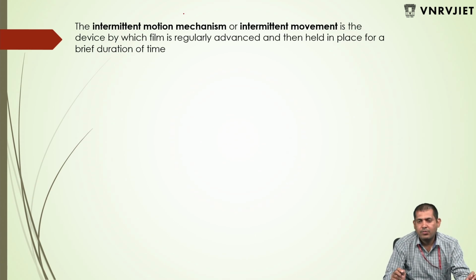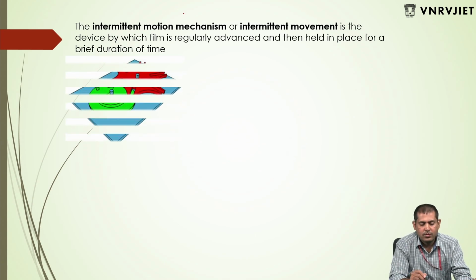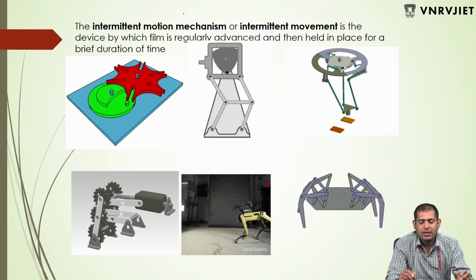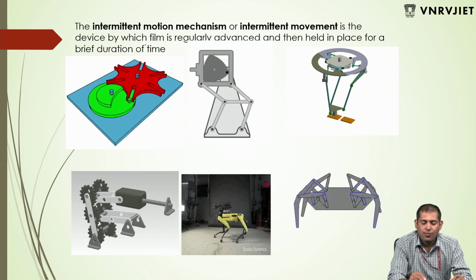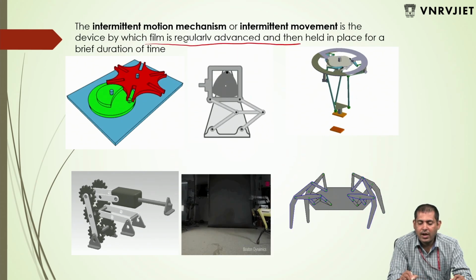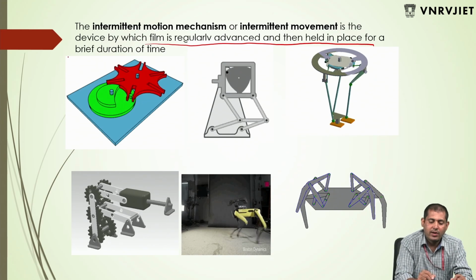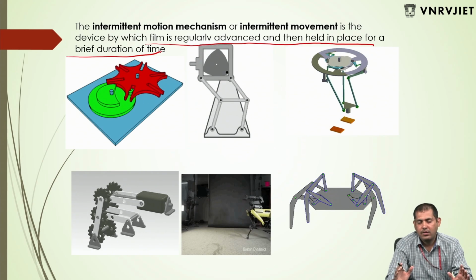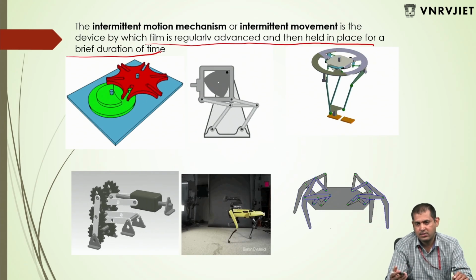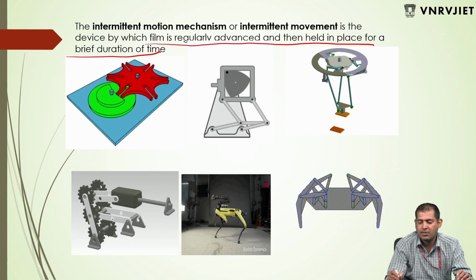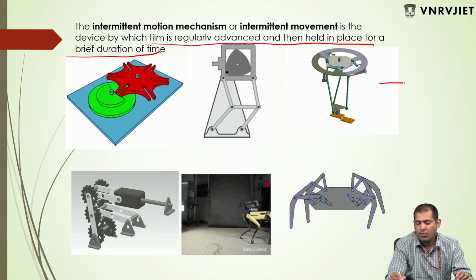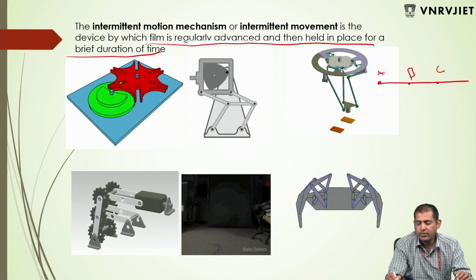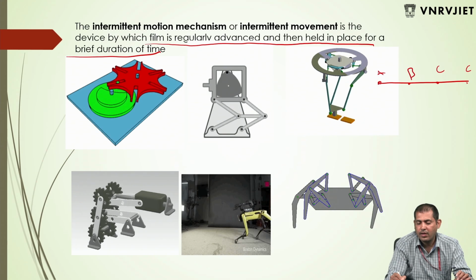Next, intermittent motion, I'm going to show you. The intermittent motion mechanism, or intermittent movement, is a device by which film is regularly advanced and then held in place for a brief duration of time. So for a particular time it will be held, like in an automobile assembly line. When assembly lines are moving, say, let's say this is point A and this is point B, C and D. The line is moving from point A to point D.